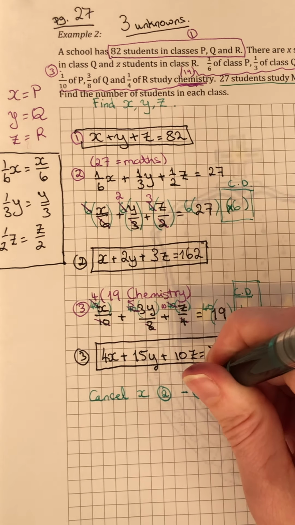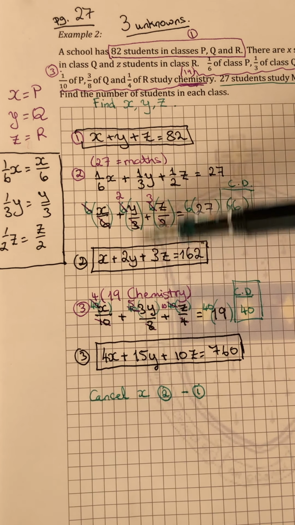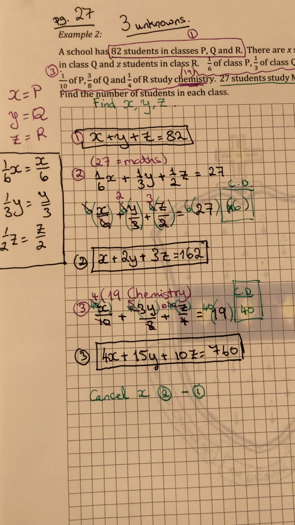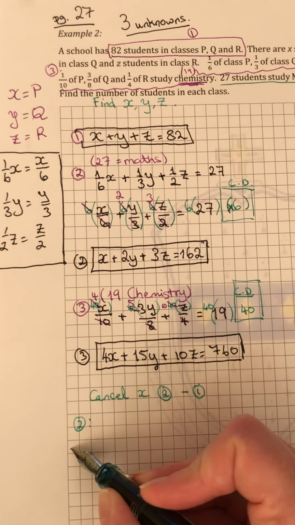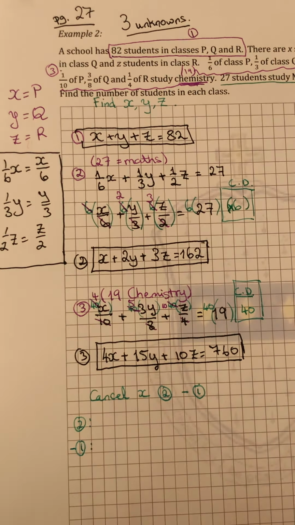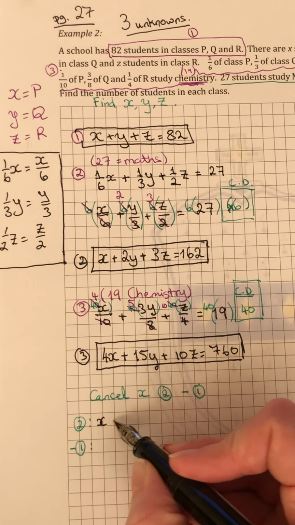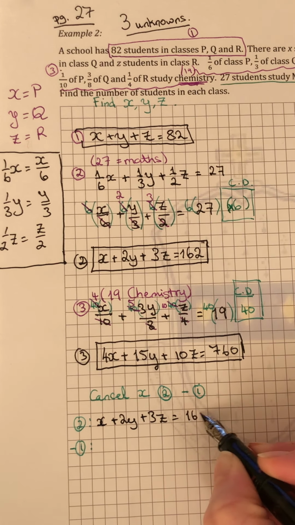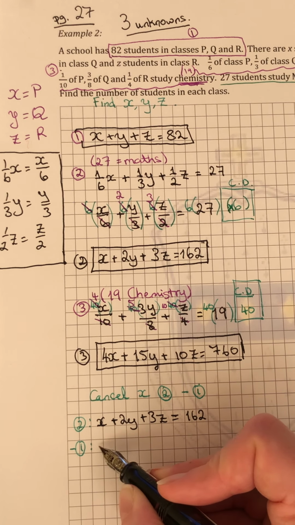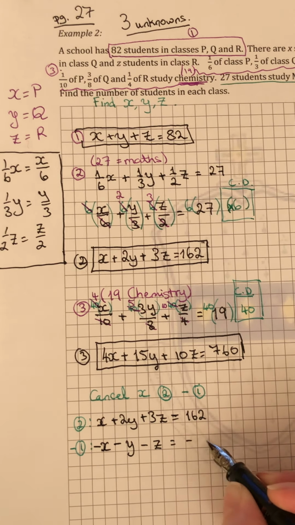Now you might prefer to write equation 1 down first, but if you notice, if I do this one, take away this one, I won't have a minus number at the start. It doesn't matter. As you know, you get the same answer whichever way around you do it. So equation 2, take away equation 1. Take away just means that I change the sign. Equation 2 is x plus 2y plus 3z equals 162 minus equation 1. So minus x minus y minus z equals minus 82.